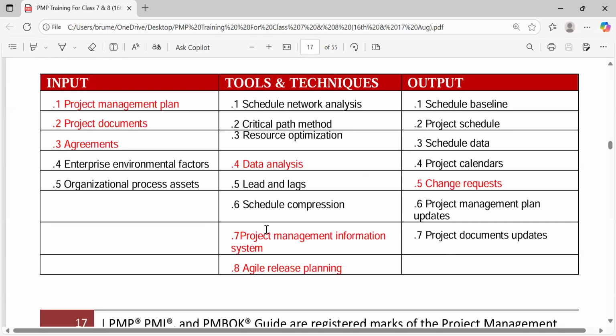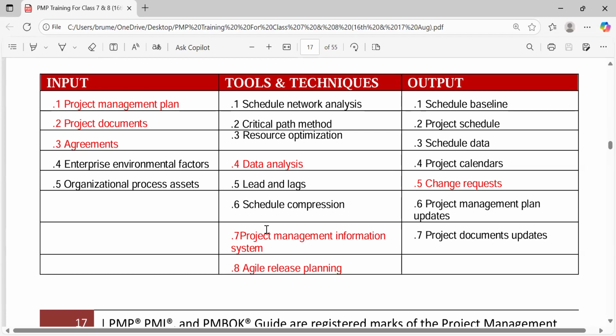So what do we need? What we need are the inputs. These are materials, these are tools, these are documents that we must see to be able to come up with the schedule baseline. The inputs include the project management plan, the project documents, the agreements entered by the partners, and also the enterprise environmental factors and the organizational process assets. And what do? We're still going to be repeating things.